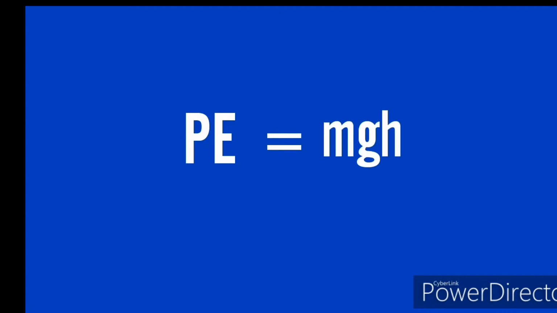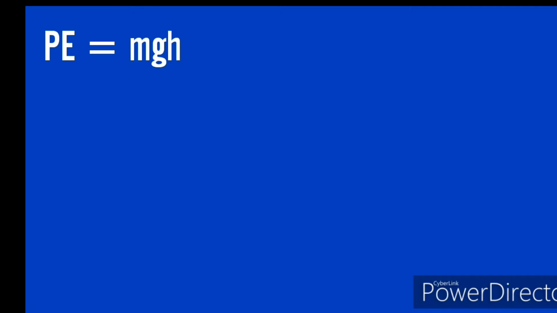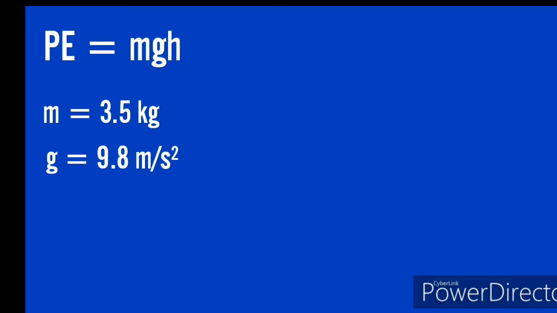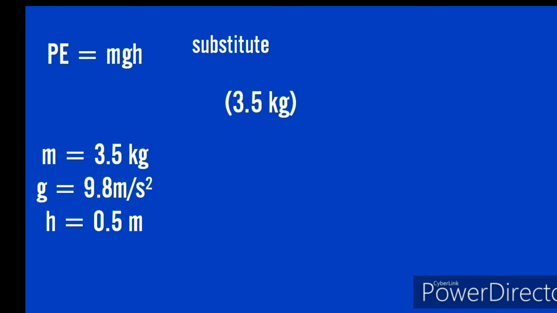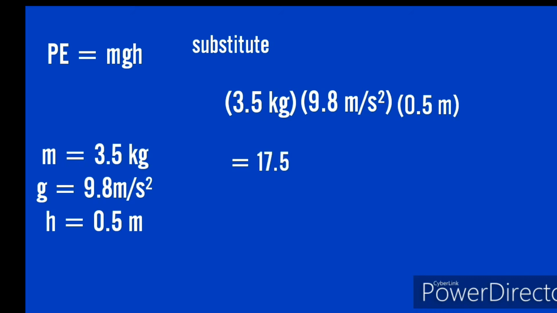Hi, again, so we're going to do the computation. Potential energy is equal to mass, gravity, and height. Let's assume the object has a weight of 3.5 kilograms. Acceleration due to gravity is actually 9.8 meters per second squared. So anyways, the height is measured 0.5 meters. So let's substitute these three and multiply them. The answer is 17.5 and the unit is joule.